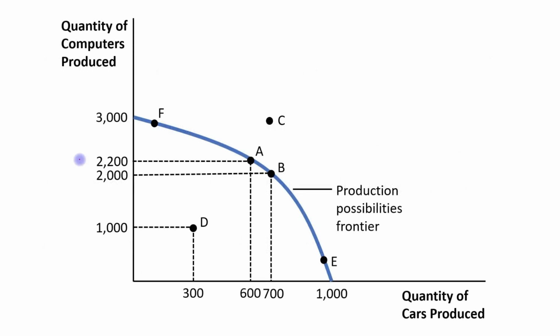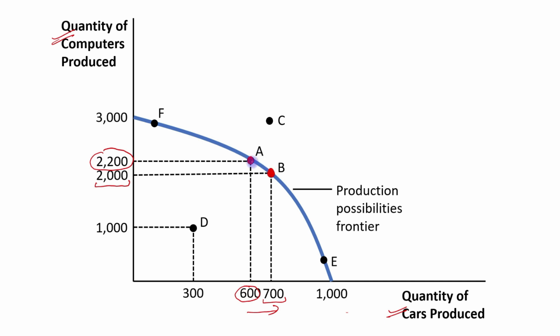So if we shift the resources from the computer industry to the car industry, then earlier we were producing 600 cars and 2200 computers, but now we have shifted the resources from computer to car, so we can produce more cars, 700 cars represented by point B, and less computers if we compare point B to point A.